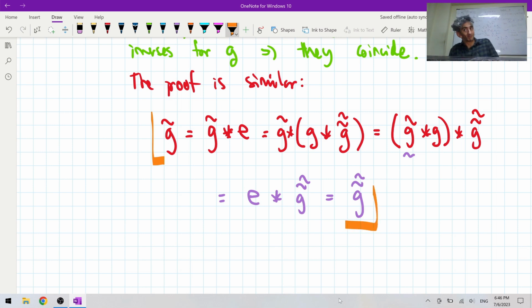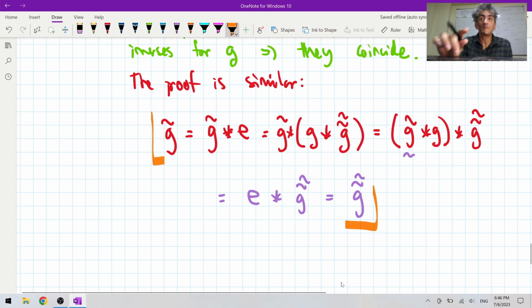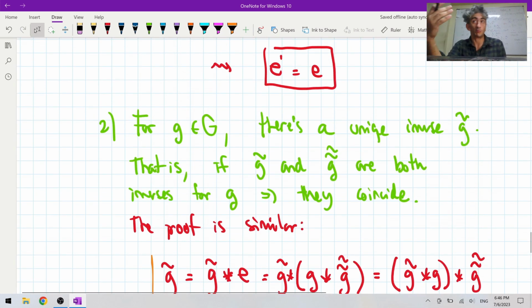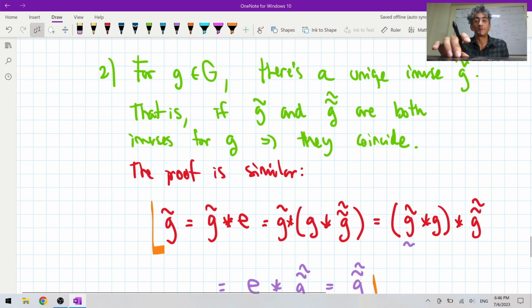So they're the same. Inverses and neutral elements are unique in a group, okay? And this comes from the possibility of having an associative operation like star, okay?